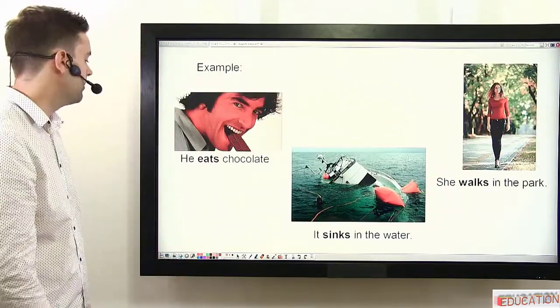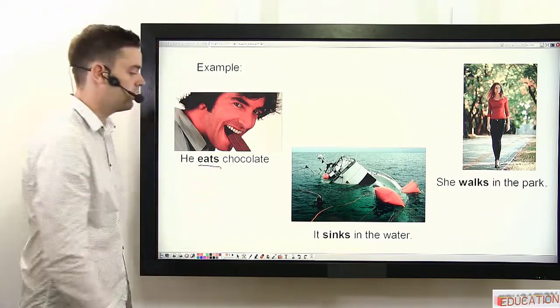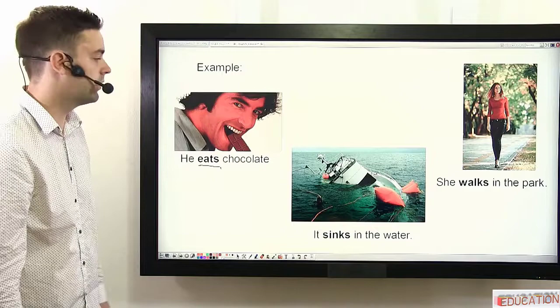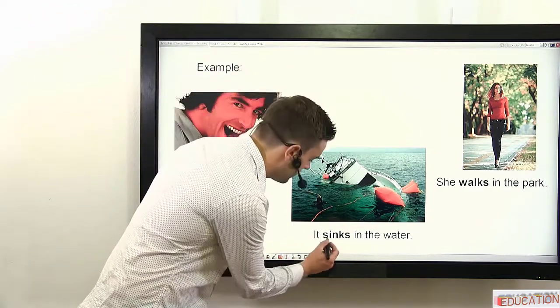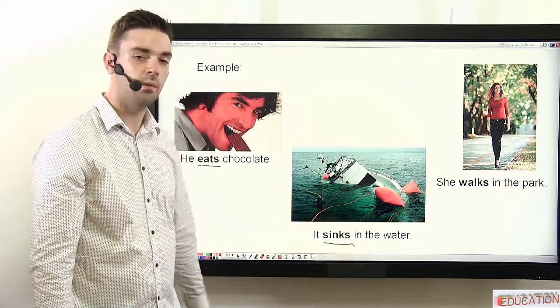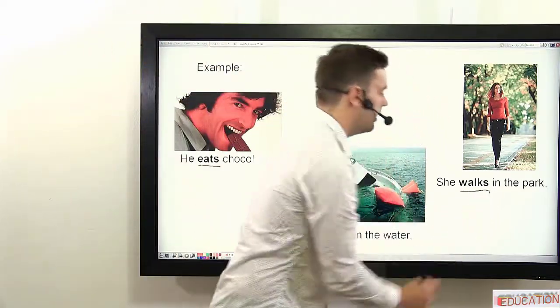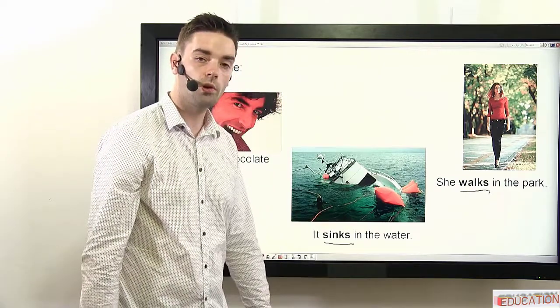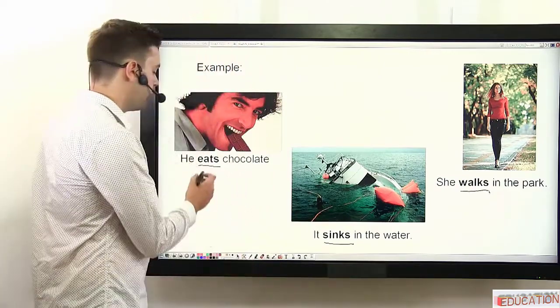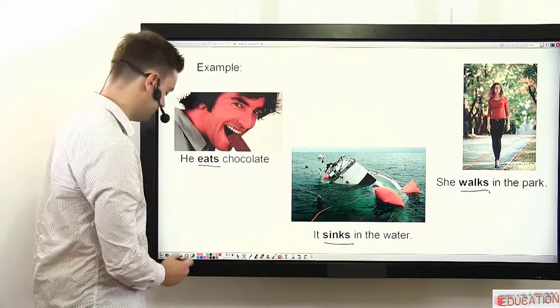Here are some examples. He eats chocolate. It sinks in the water. She walks in the park. So eats, sinks, walks.